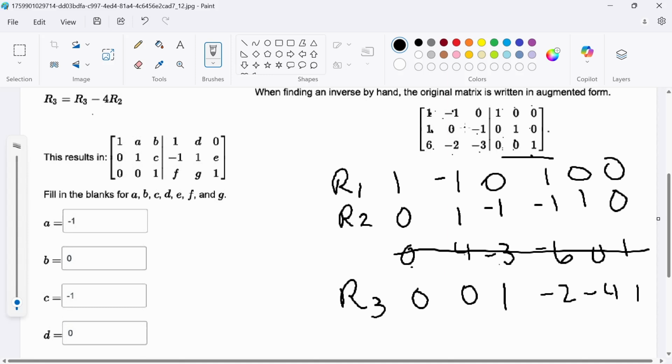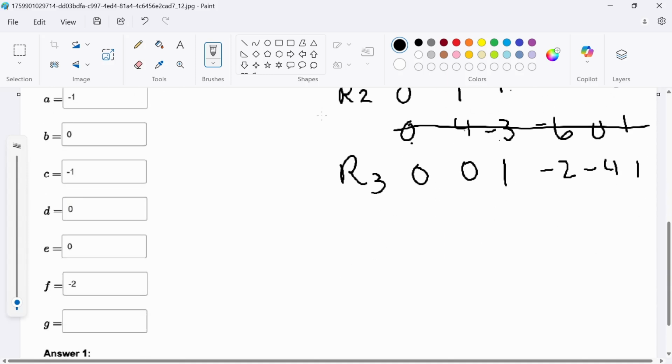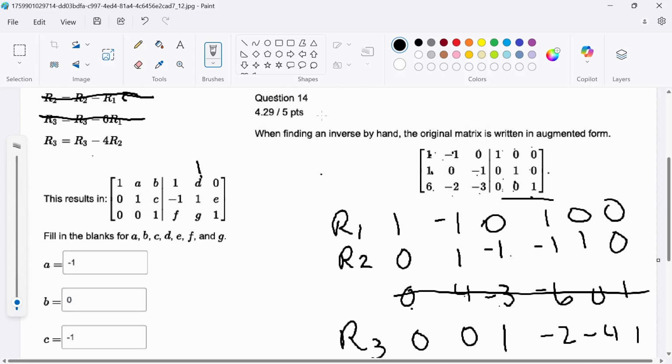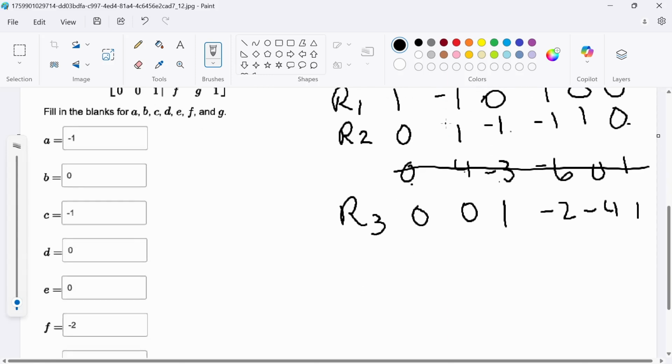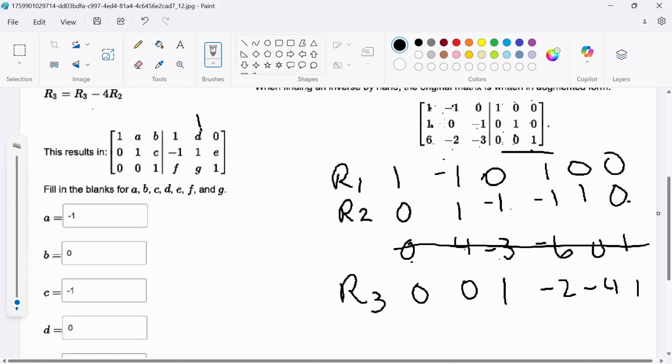So then I just have to enter A is negative 1, B over here is 0, C is negative 1, D, you can see where the D is up here, is 0, E is 0, and then F and G, F is negative 2, yes, and G is negative 4.